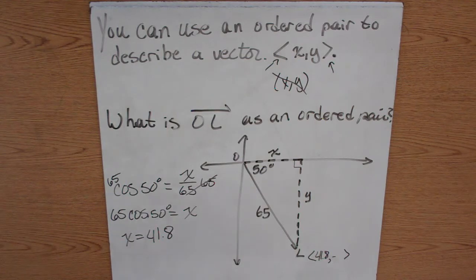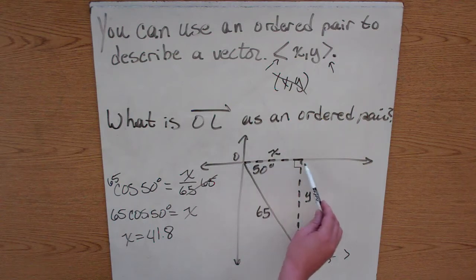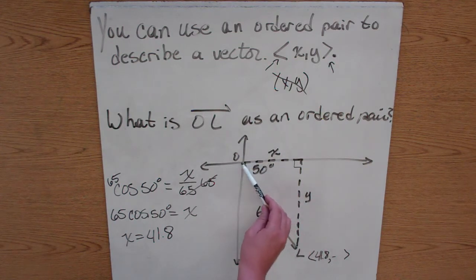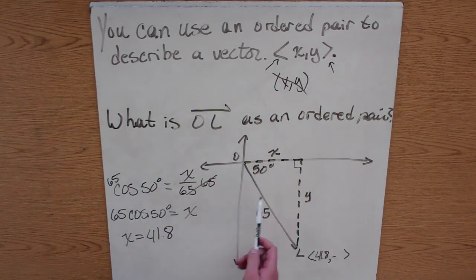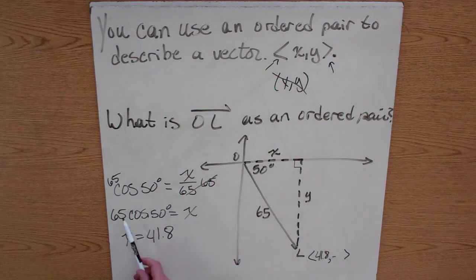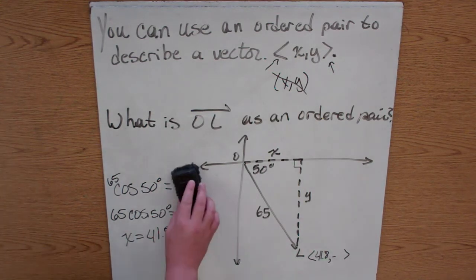Alright, so again, to find x, we use the cosine because in relationship to our 50-degree angle, x is the adjacent side because it physically touches the angle. So we're using cosine, adjacent over hypotenuse. So cosine of 50 is x over 65, multiply both sides by 65, and we came down and found x to be 41.8 rounded to the nearest tenth. Alright, so now let's find y. Which trig function are we going to use to find y?